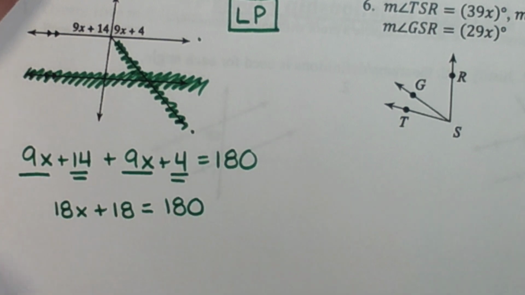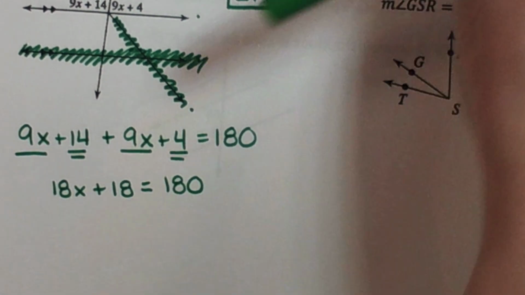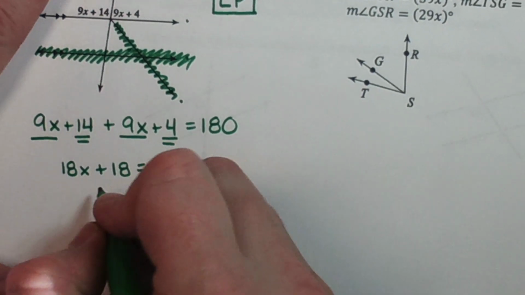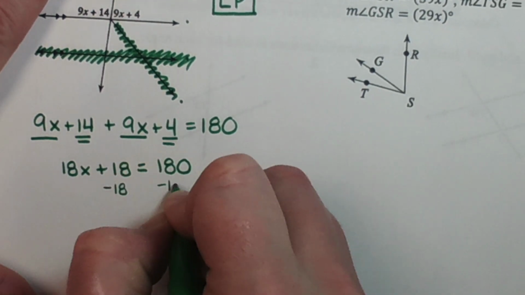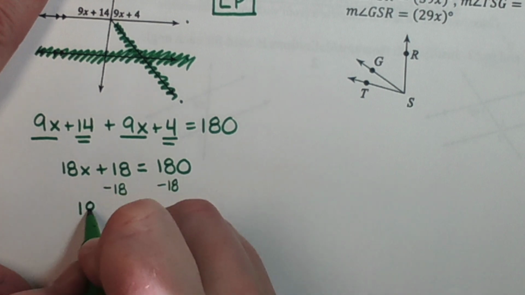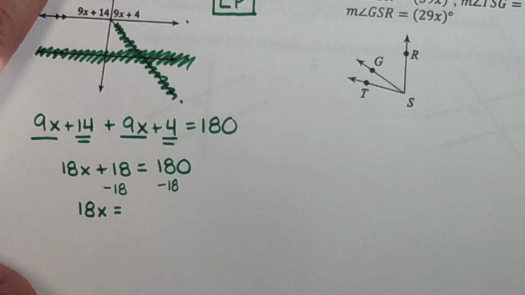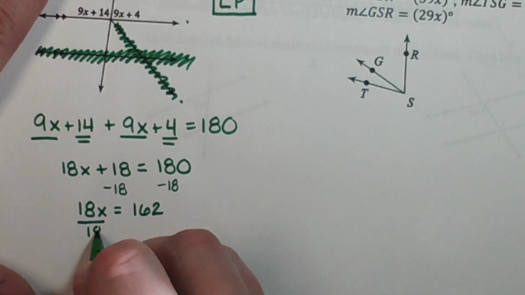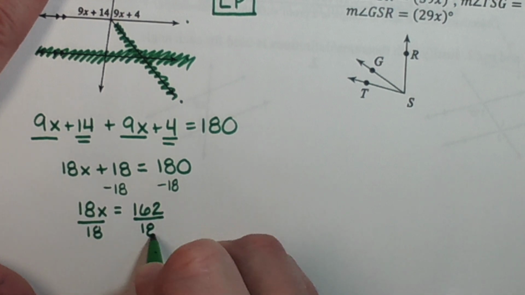What's that step called in a proof? Simplify or simp. Here, generally we can pick up and we have no problem. Subtract the 18, I get 162. Divide by 18 and x is equal to 9.